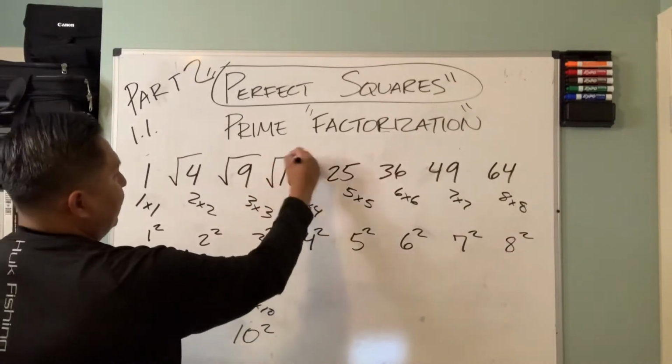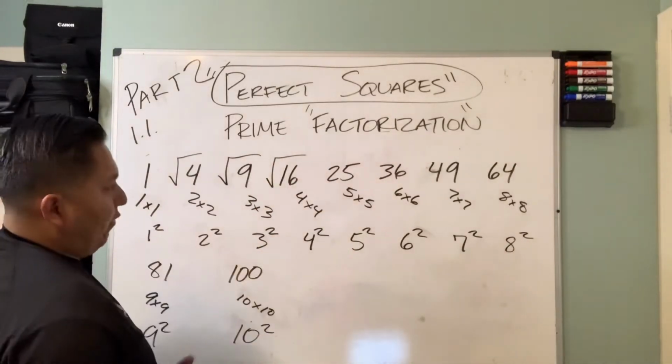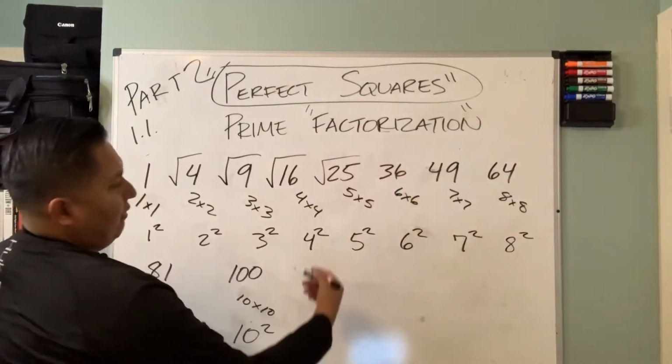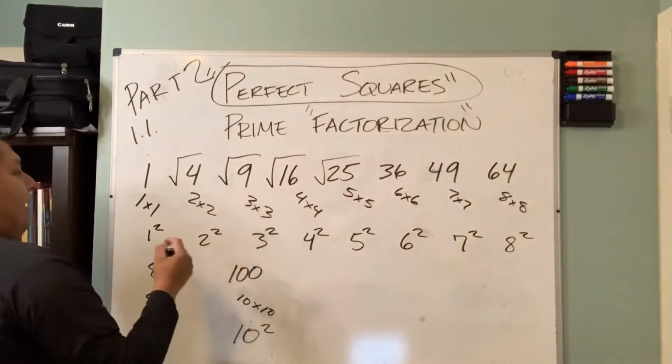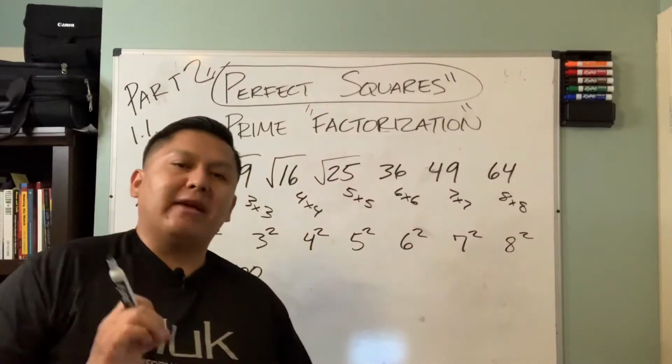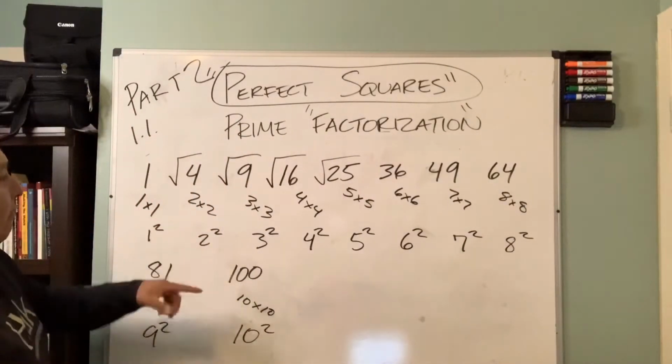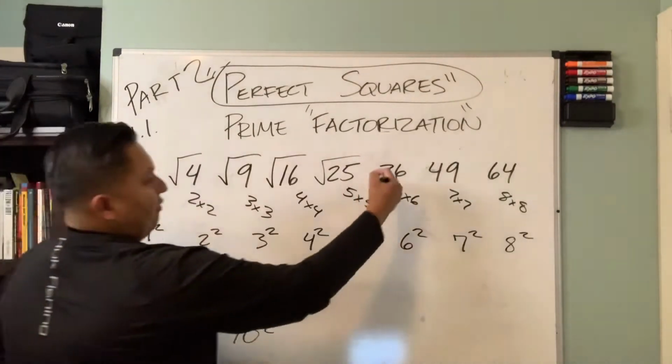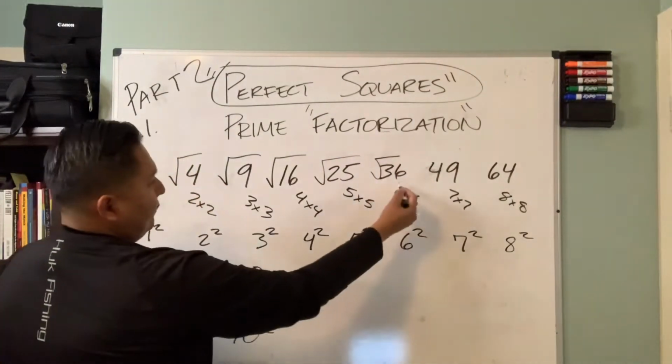The square root of 16 is going to be 4. Square root of 25 is going to be 5. And remember that a square root, again, is a number that is a product of two identical factors. Okay? Square root of 36 is going to be 6.